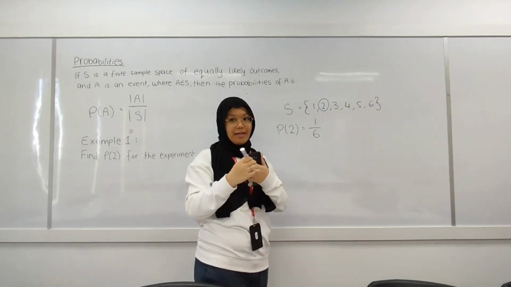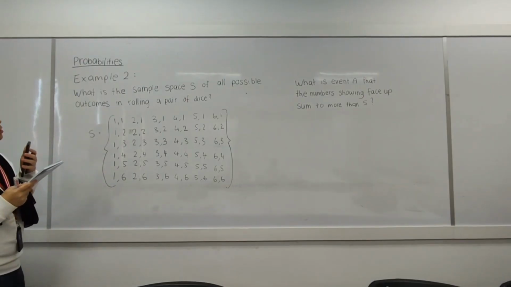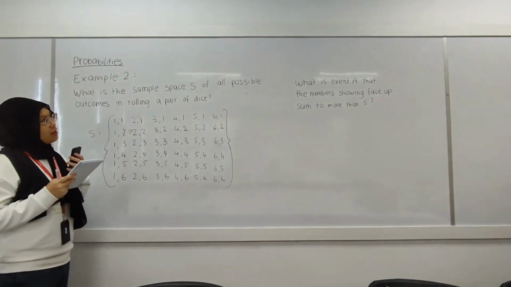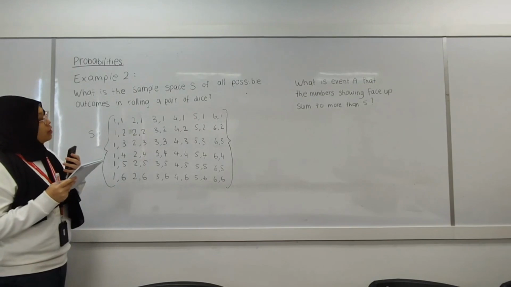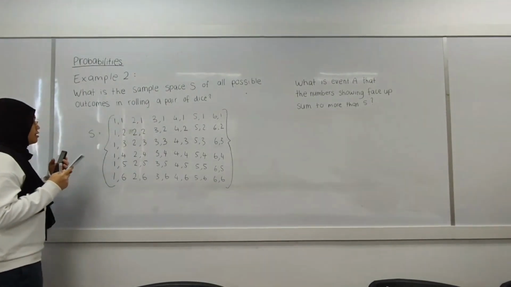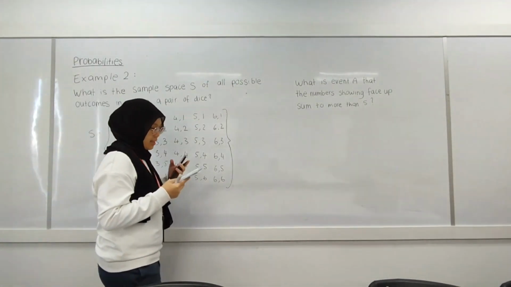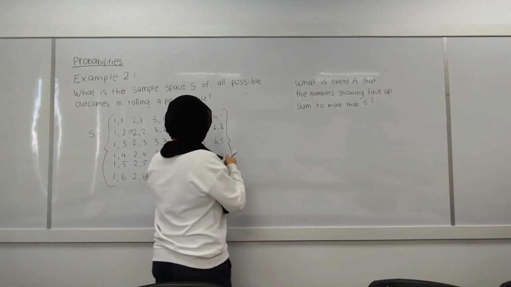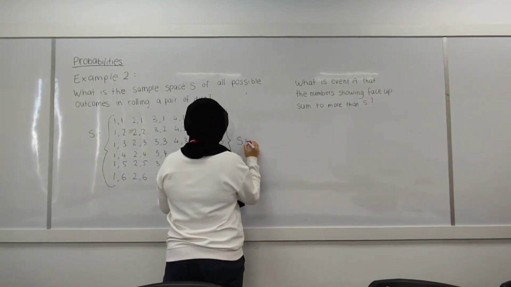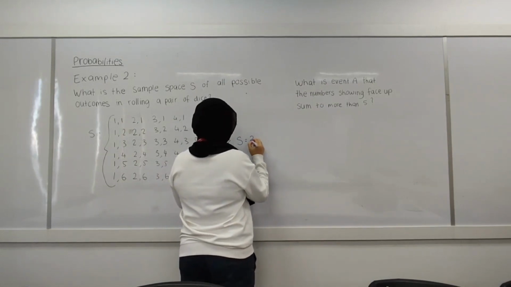So let's go to example 2. What is the sample space S of all possible outcomes in rolling a pair of dice? So this is the outcome of the sample space, which is 36. The size of the sample space is 36.